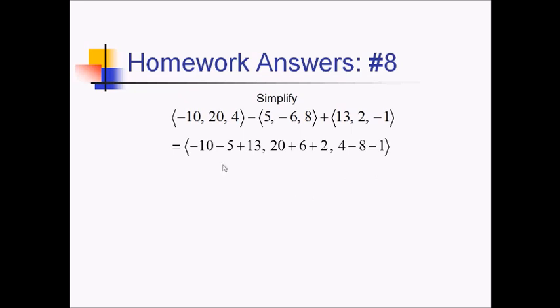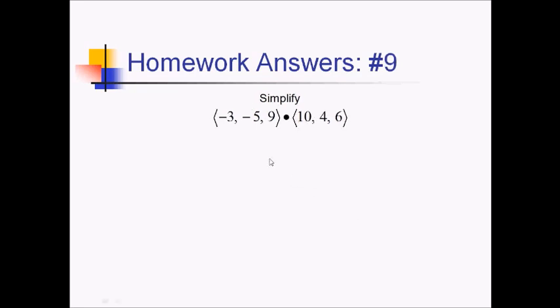All right, so going through and crunching the numbers, this is going to be, let's see, -15 plus 13 is -2. Over here, we've got 28 for the y value. And for the z value, 4 minus 8 is -4, minus another 1 is -5.